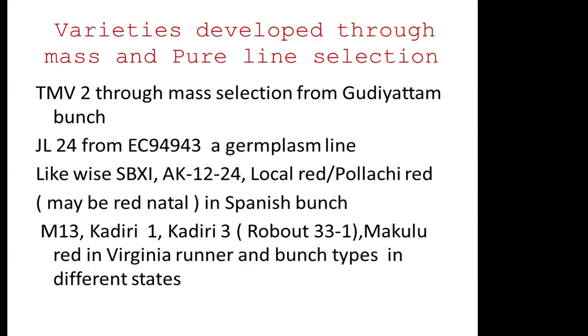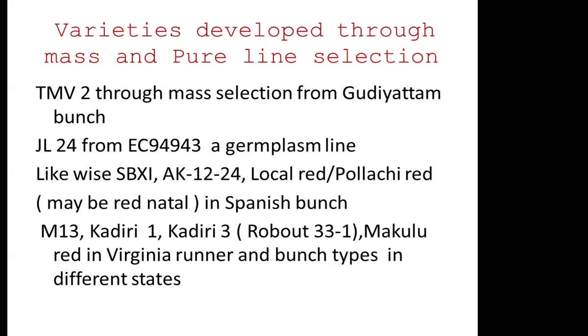TMV2 is a selection from Gudiatham bunch. It is a mass selection: good-looking, similar-looking plants, pooled in terms of plant as well as pod characters, and this variety came into existence in 1940. One more variety is a selection from a germplasm line, JL24. This became popular in the 1980s. It is the variety that ruled during the 1980s, and it is a selection from germplasm line EC94943 from the Jalgaon center. Like that, we have mass and pure line selections such as JSB11, AK12-24, and Local Red or Polachi Red.